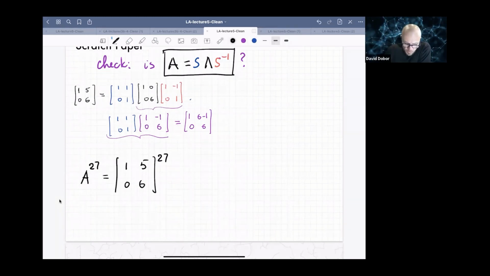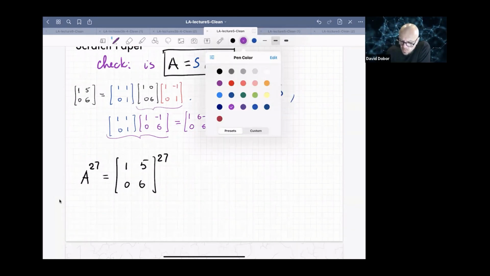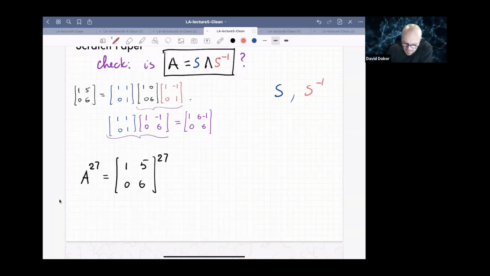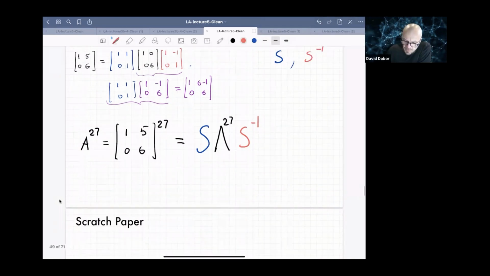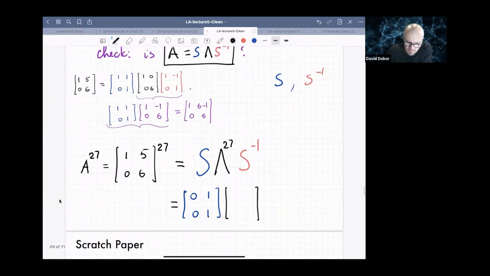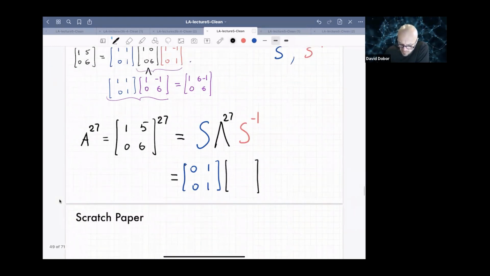Okay, but with our S and with our S inverse, we'll do just fine. Because this 27th power is going to be the same S as before, multiplied this time by the 27th power of the lambda matrix inside, and then S inverse is the same. But I already computed S and S inverse, so this shouldn't be difficult. So what's my lambda matrix to this 27th power? This is our lambda matrix here. What's the 27th power of this?